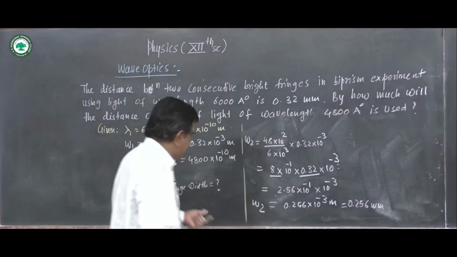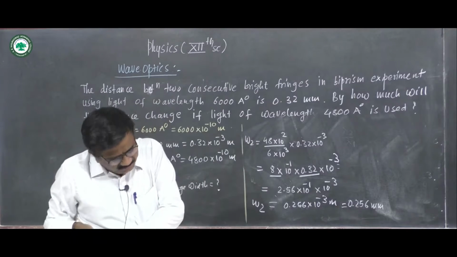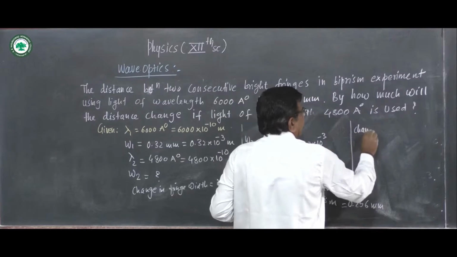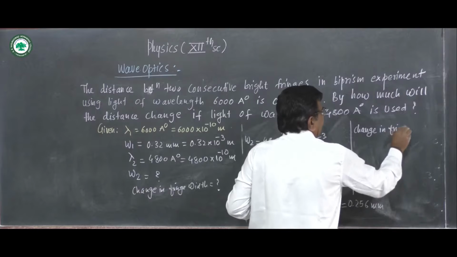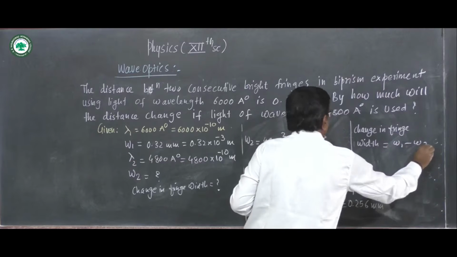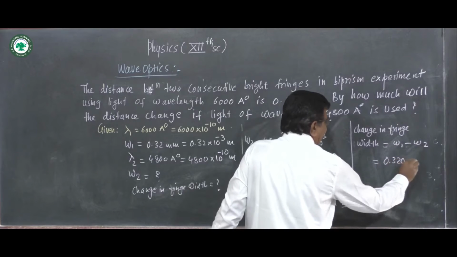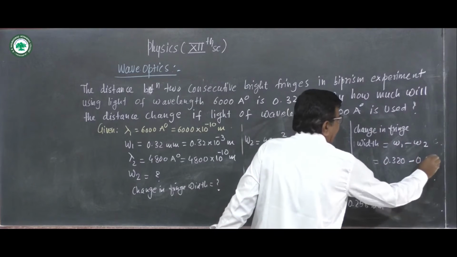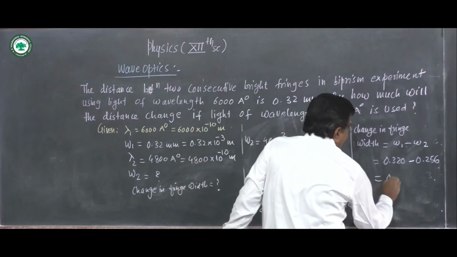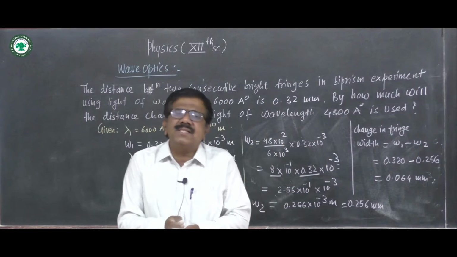See here, wavelength is decreased, so fringe width decreases. So the change is nothing but the decrease in fringe width. The change in fringe width is W1 minus W2, that is 0.320 mm minus 0.256 mm, and this change in fringe width is 0.064 mm. So this is the decrease in fringe width, or the change in fringe width.